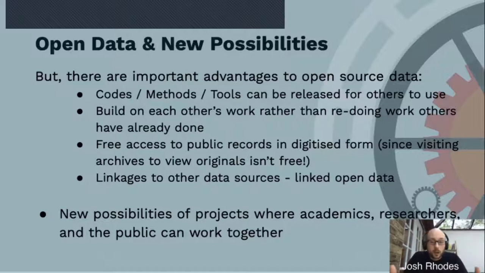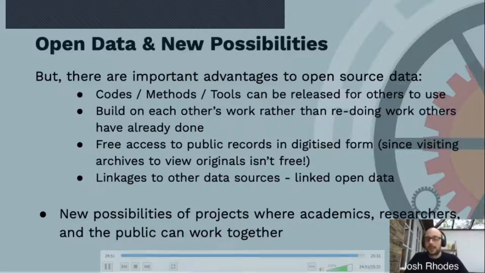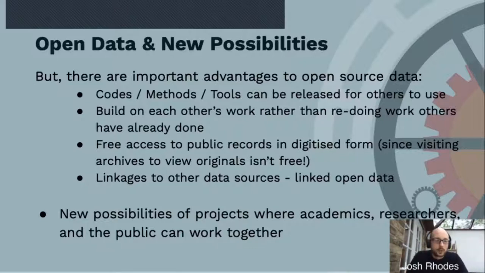And finally, open data would create new possibilities for projects where academics, researchers, and the public can really work together on innovative crowdsourcing techniques. You could do lots of interesting things with nominal linkage, tracing people in a way that you can't at the moment, because access to the named census data is much more restrictive. That's why sites like FreeCEN and FreeBMD, under the FreeUKGEN group, are really exciting and absolutely something that Living Machines is very keen to work with to make this a reality.